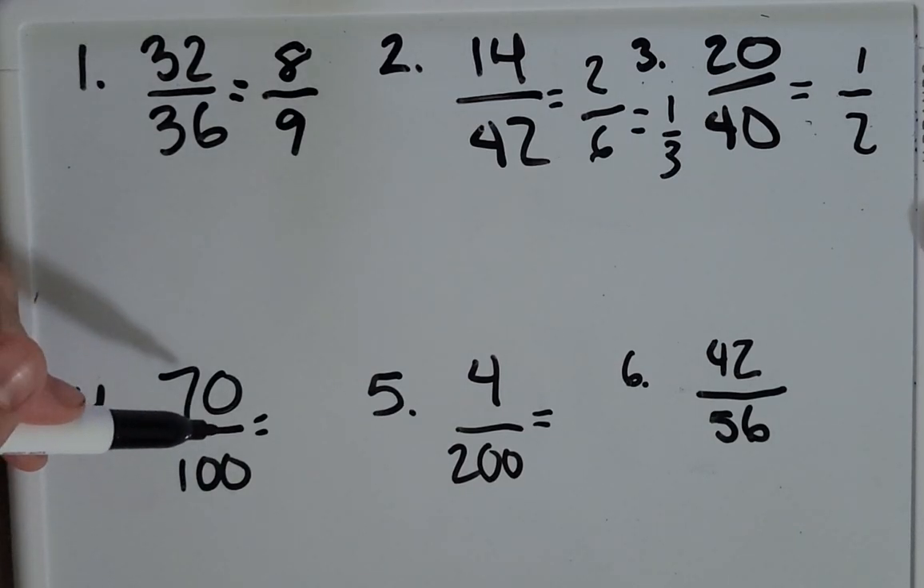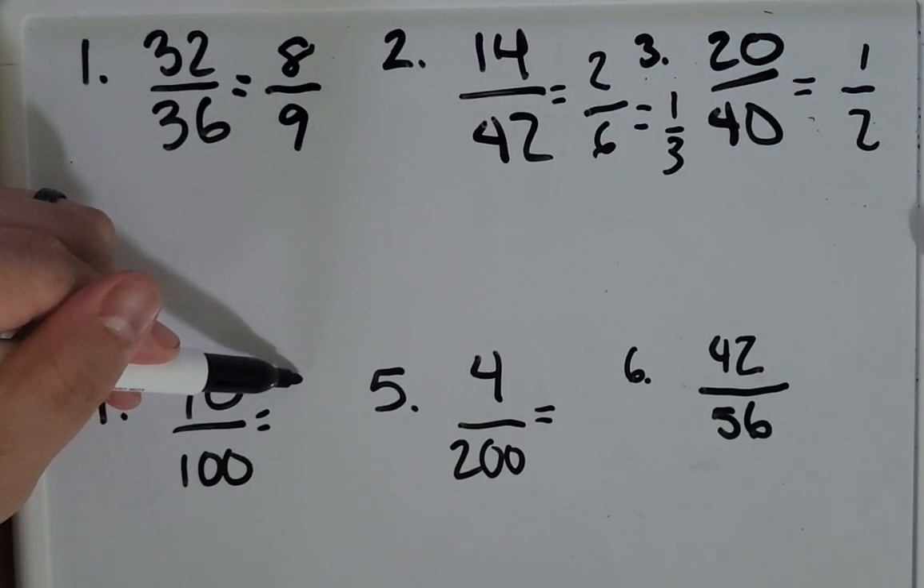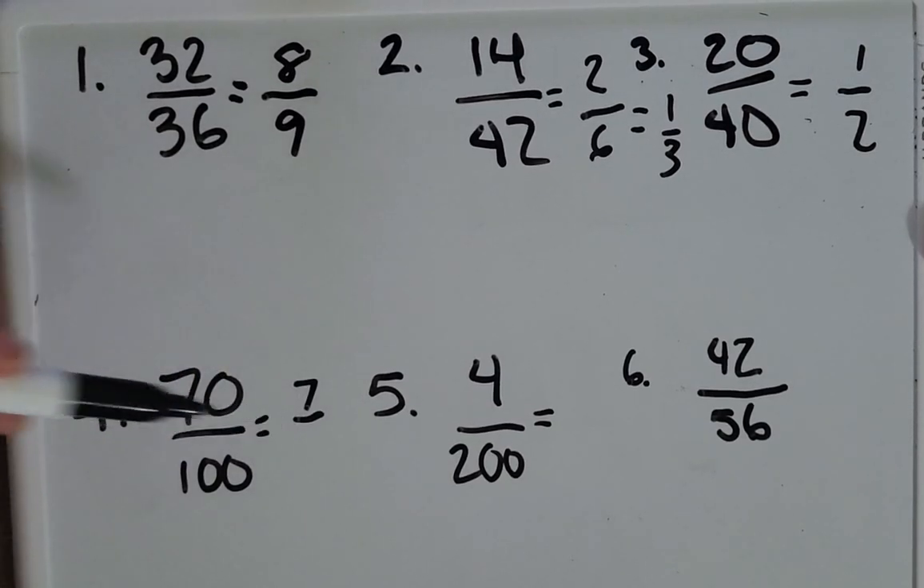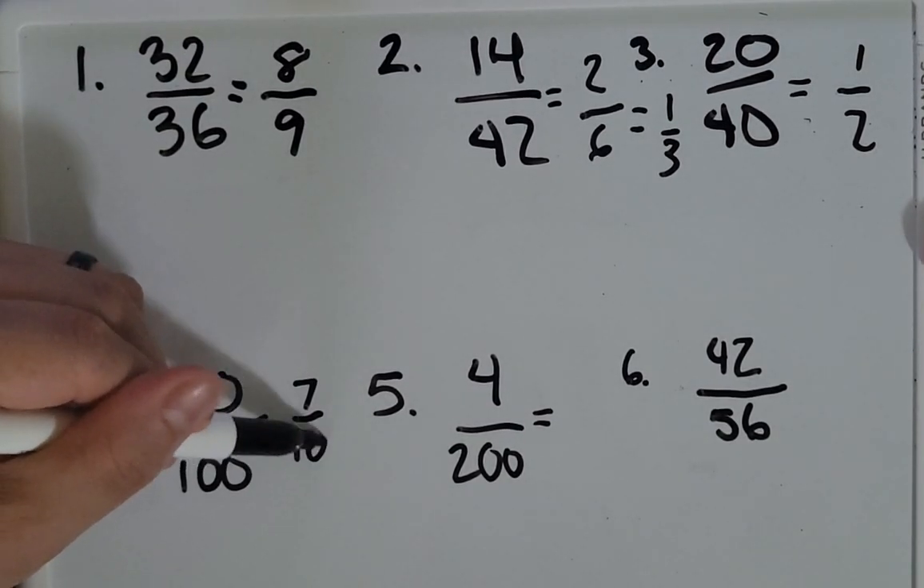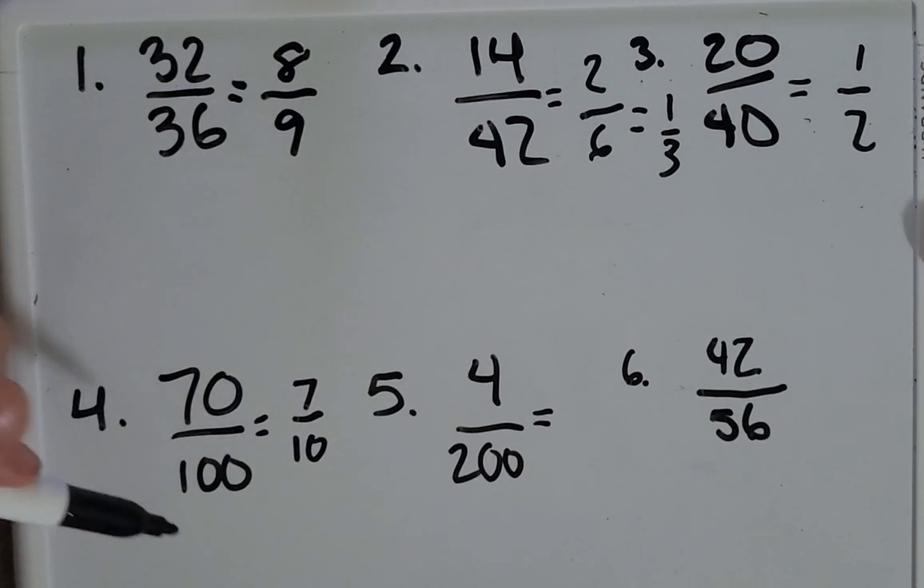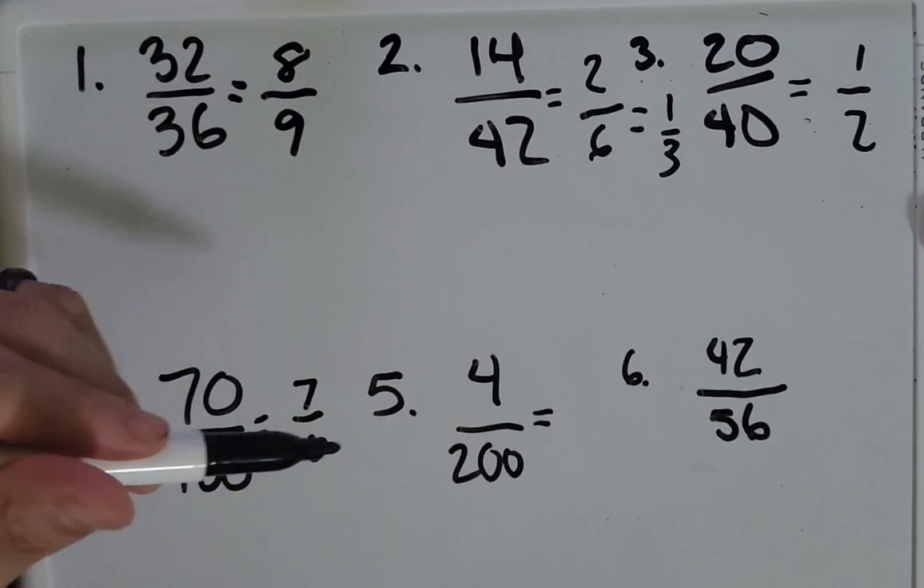Moving down over to this one, we're going to use the number 10. 10 times 7 equals 70. So that'll be 7. And then 10 times 10 equals 100. So it'll go from 70/100 to 7/10, right? Moving over to the next one.